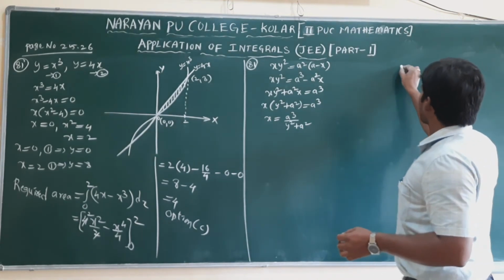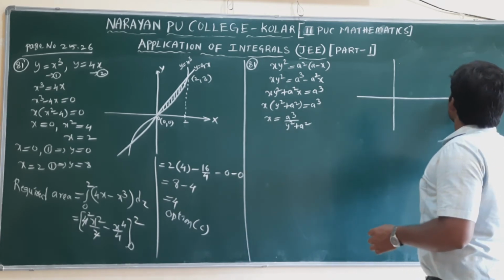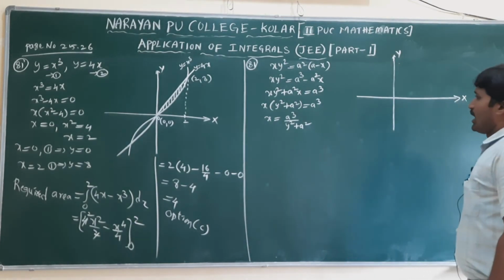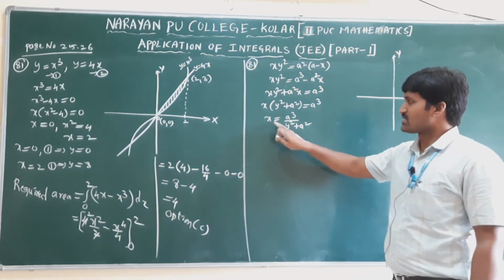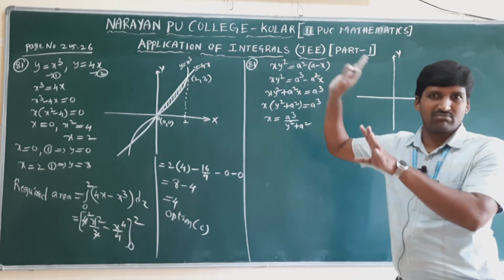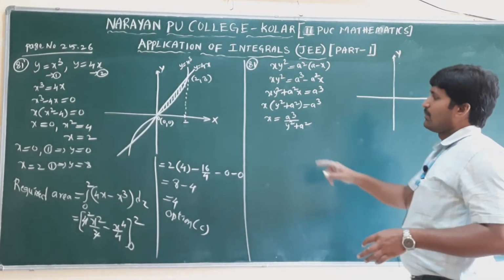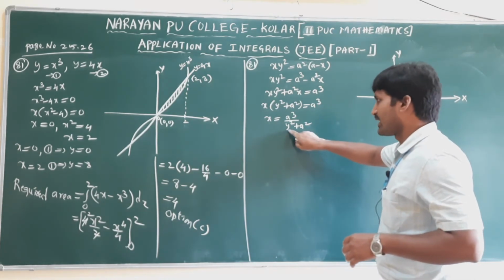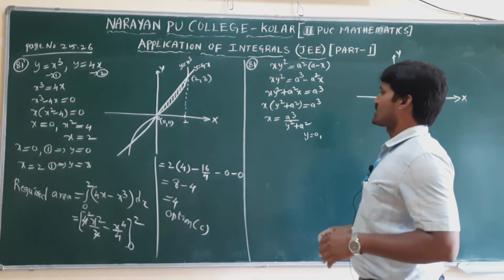See, in this, how to draw the curve. x and y axis. x cannot be 0, because x 0 means y will vanish completely. You never get the curve. The equation becomes invalid. So x cannot be 0, but y can be 0, we can take. If y value is 0, what x value will you get? Check once.